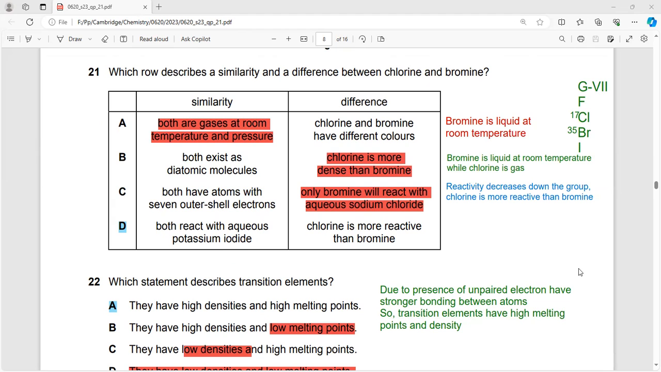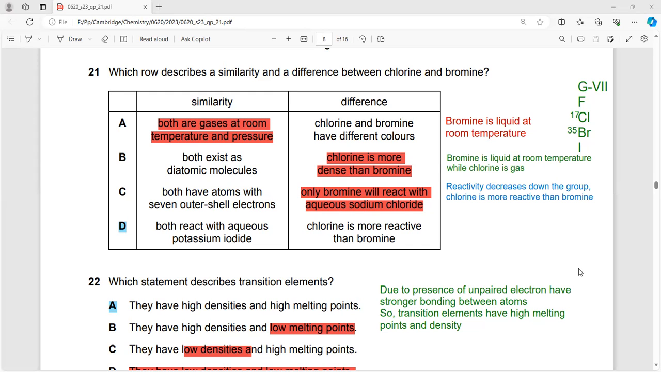So they both belong to the same group, group 7 in the periodic table. These are fluorine, chlorine, bromine, and iodine. So these are halogens and negatively charged elements. We can see the similarity: both are gases at room temperature and pressure. So you can see that chlorine is a gas at room temperature. What about bromine? Bromine is a liquid at room temperature.